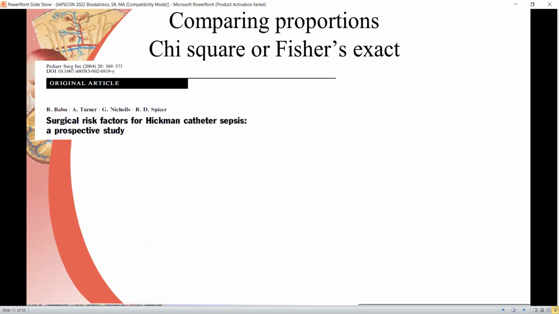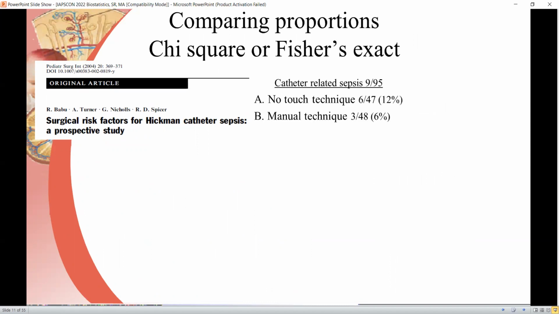Now, there is a different group of data where you have proportions. As I said earlier, 9 out of 95 was the infection risk in that particular case study which I showed earlier. There we divided them into two groups, where we used a no-touch technique and a manual technique. So here we are having a percentage. The overall percentage was something like 10%. But when you use a no-touch technique, the infection was like 12%.